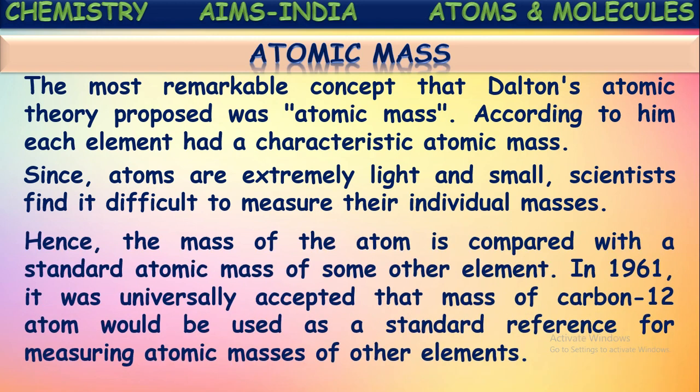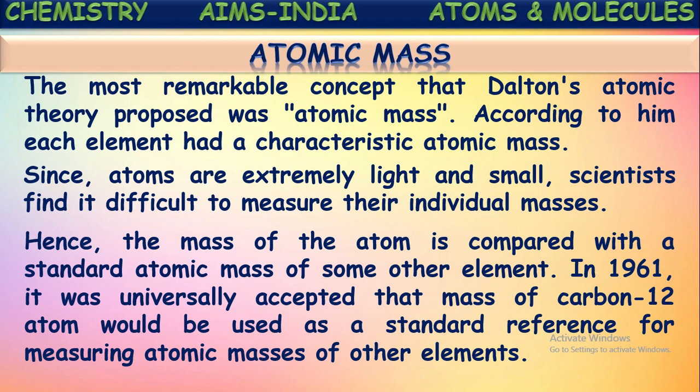Hence, the mass of an atom is compared with a standard atomic mass of some other element. The atomic mass of an element is taken as a standard, and by using this standard mass, they tried to compare the masses of the remaining elements. In that way, they have given the atomic masses for the elements. In 1961, it was universally accepted that the mass of the carbon atom would be used as the standard reference for measuring the atomic masses of other elements.